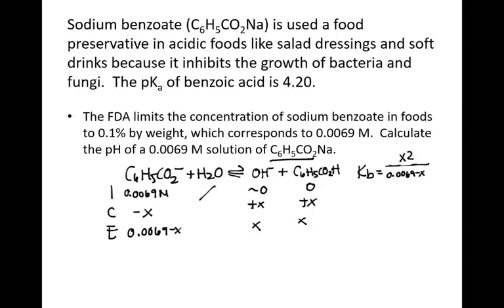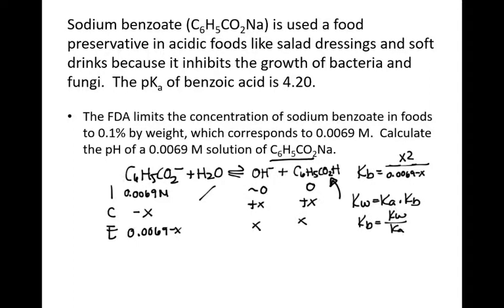Now, what's the value of Kb? We aren't given the value of Kb. We're given the pKa of benzoic acid, so we're given the Ka, the pKa, of the conjugate acid. We can use the relationship that Kw equals Ka times Kb to figure out the value of Kb.